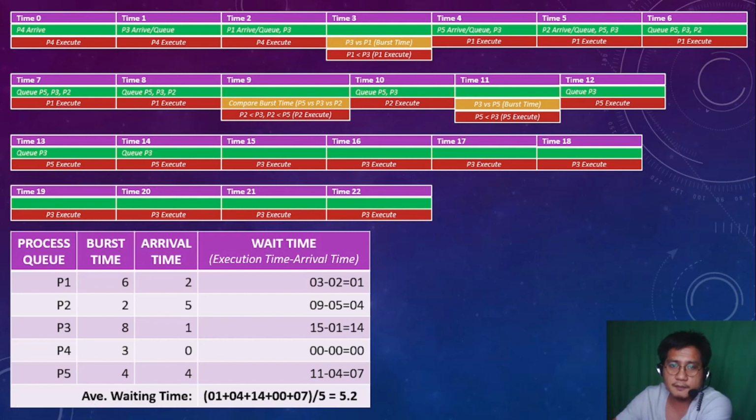And then we need to compare the burst time of process 5, process 3, and process 2. In this case, process 5 has a burst time of 4, process 3 has a burst time of 8, while process 2 has a burst time of 2. That means process 2 will get the time of the central processing unit. So this is why P2 starts its execution at time 9, because P2 has only 2 burst time compared to P3 that has 8 and P5 that has 4.